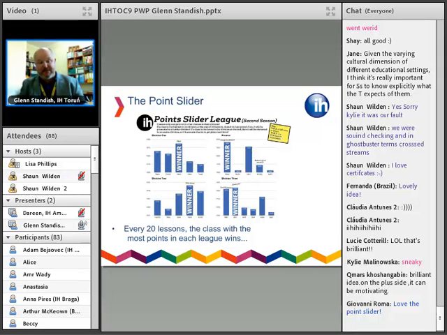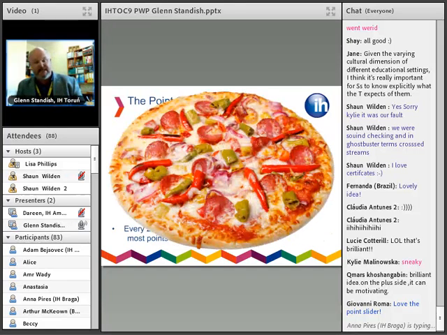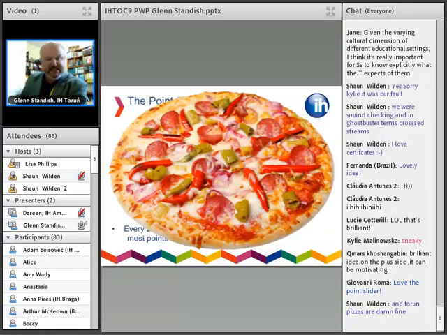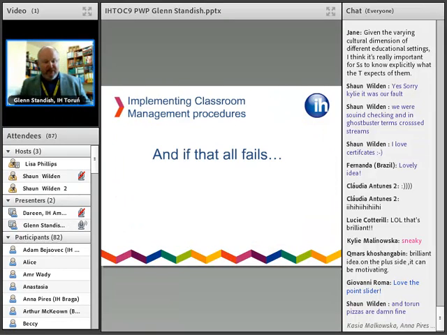Now, basically what happens every 20 lessons when there's a winner, the class with the most points in their particular league wins, wait for it, drumroll, pizza. Yes. So we're not dangling a carrot in front of our students, we're actually dangling pizza, and yes, teenagers do like pizza, adults do as well, but it works. It works well, and teachers get to have a slice as well, so there's no complaining. So that's our point slide system, and great job.